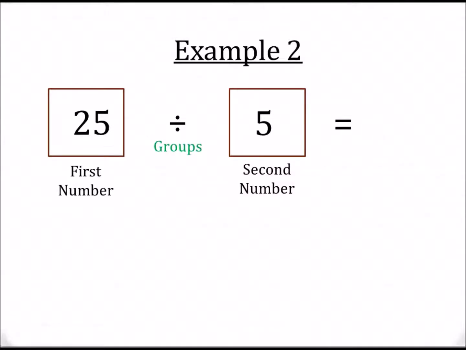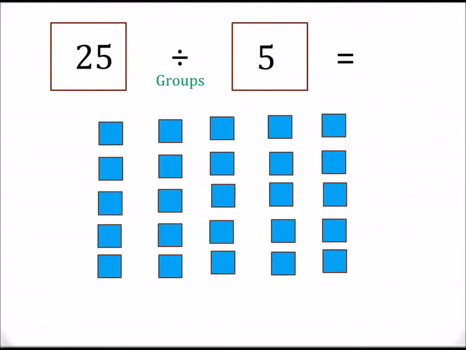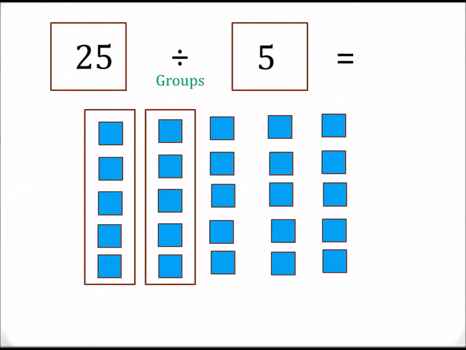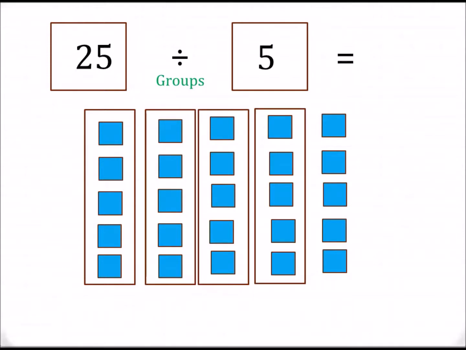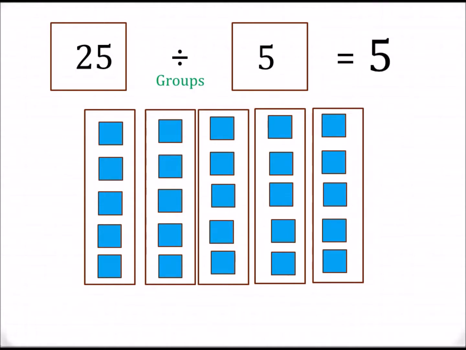So when we do that, we have positive 25 tiles, so that's blue, and we need groups of 5s. So here's one group of 5, here's a second group of 5, a third group of 5, a fourth group of 5, and a fifth group of 5. So of these blue tiles, we have positive 5 sets.